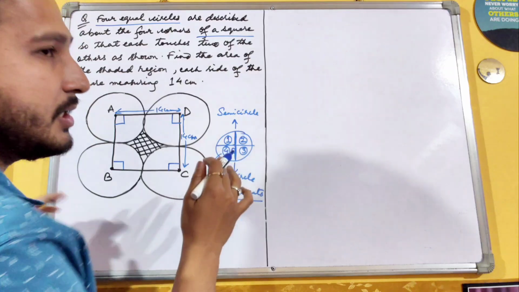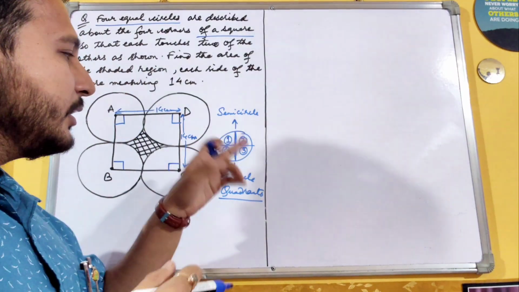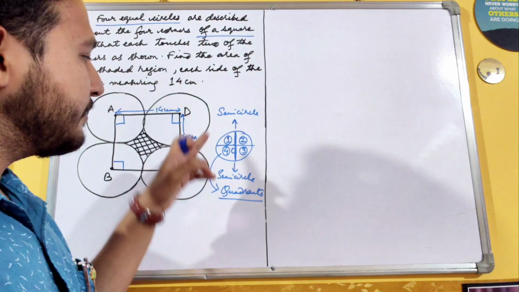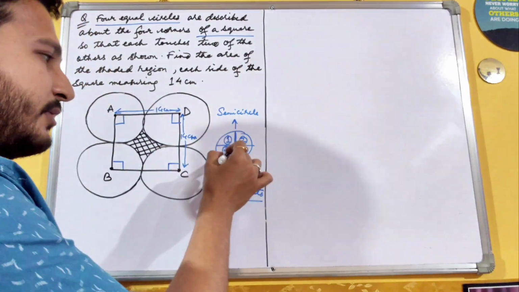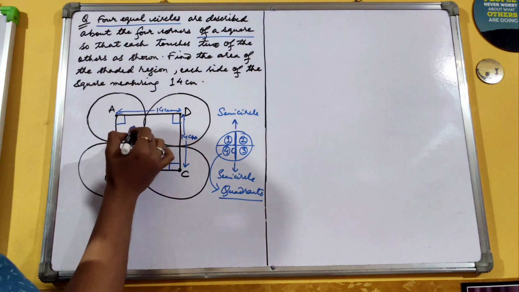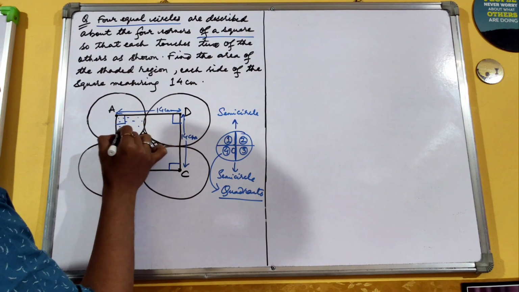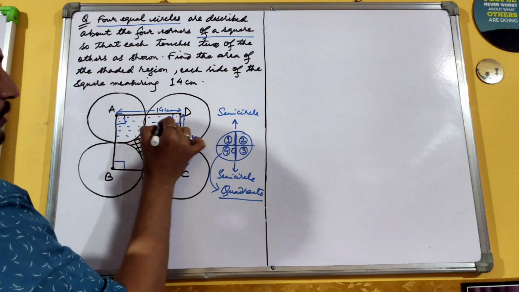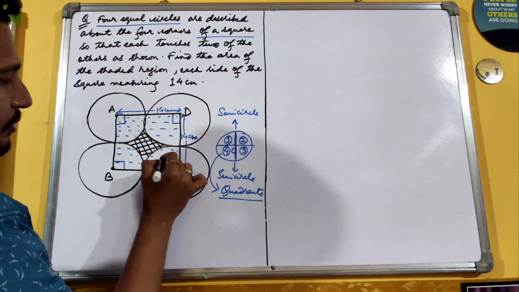So a circle can be halved into semicircles, and this semicircle is again divided into quadrants. So there are 4 quadrants in a circle. This is a quadrant, this is another quadrant, this is another quadrant, the last quadrant.